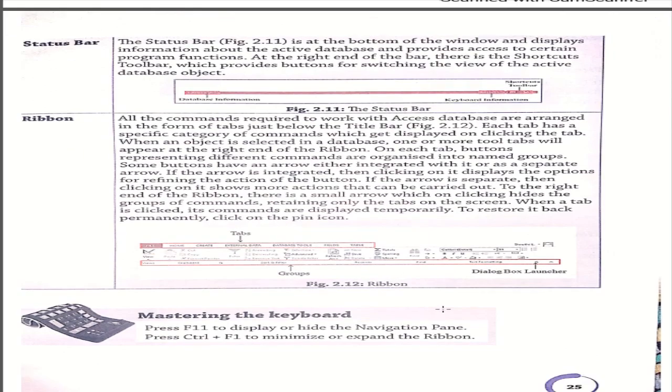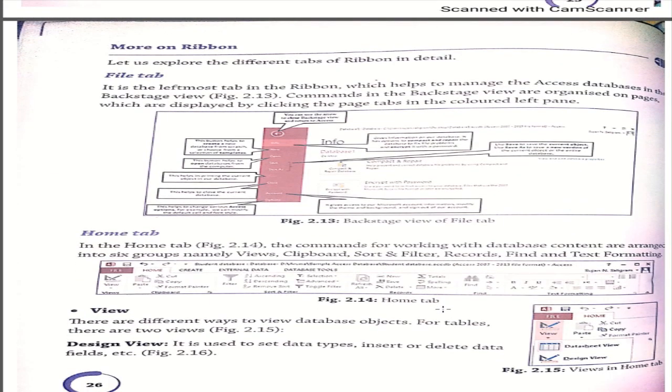Next is more on the ribbon, like the File tab. In the File tab you will find that there are various things available like Info, New, Open, Save As. Okay, all this data will be available in the File tab. Next one is your Home tab. In the Home tab this type of pattern is available where you can see how you can create the view. In View there are different ways of viewing database objects. Design view is available. Okay, this is the figure. You can see how it looks.